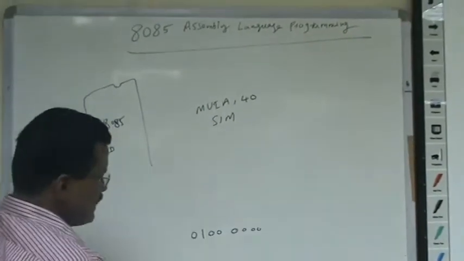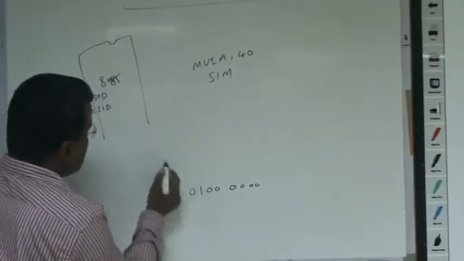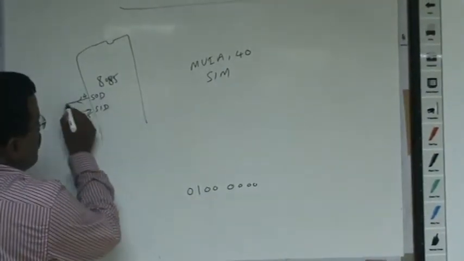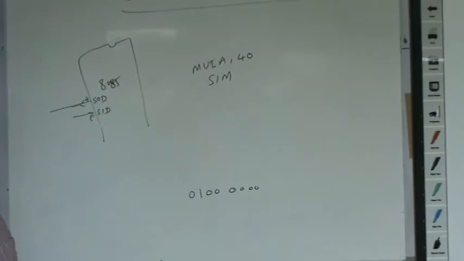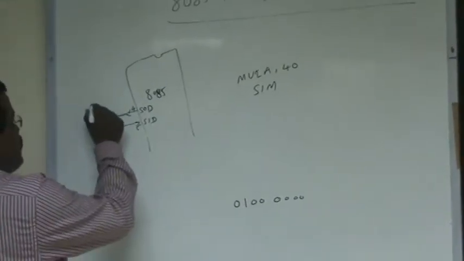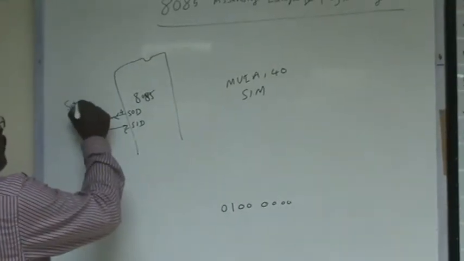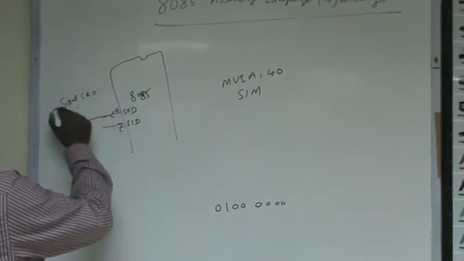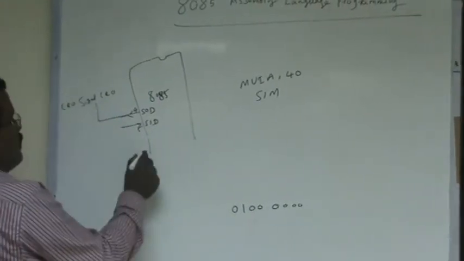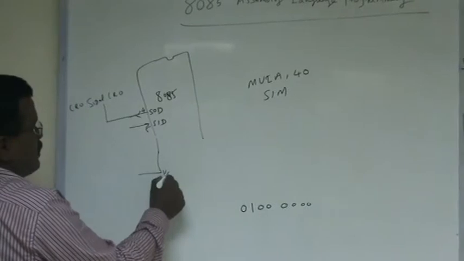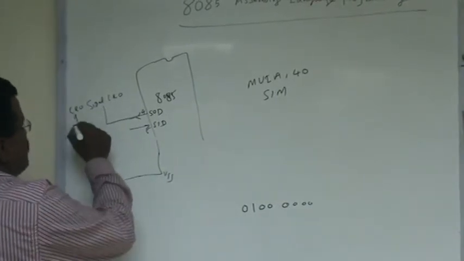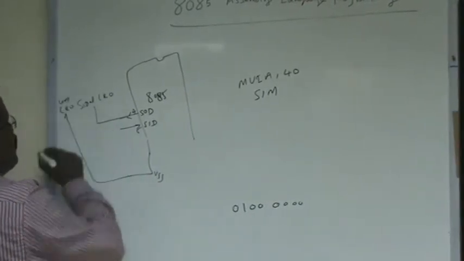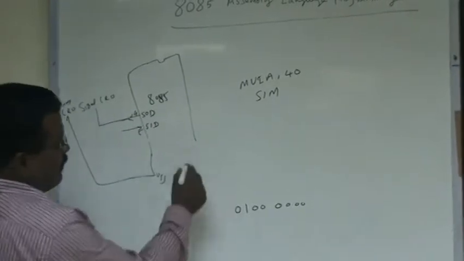Now since the SDE bit is set to 1, this 0 is available at the 4th pin of the processor. This may be connected to the signal pin of the CRO. The ground of the CRO should be connected to the ground, VSS, of the 8085. Okay.